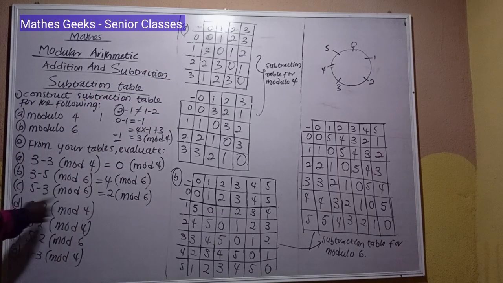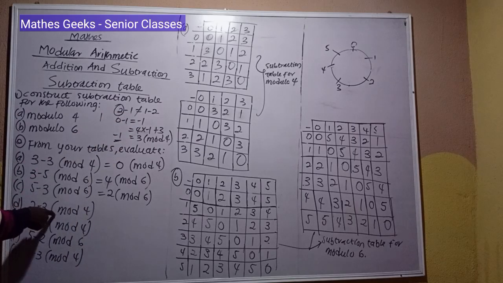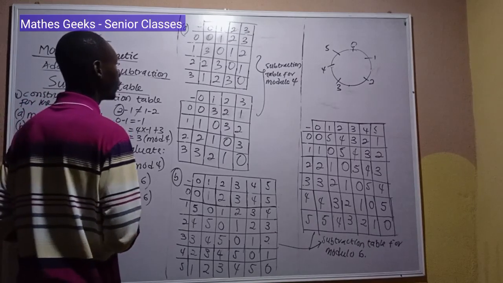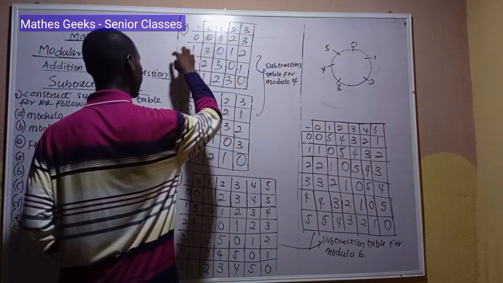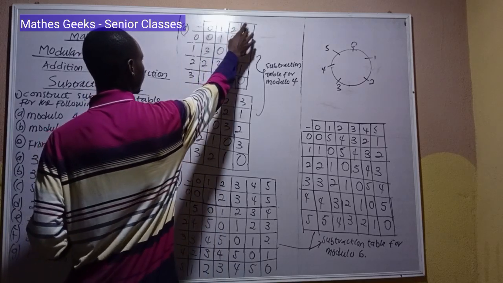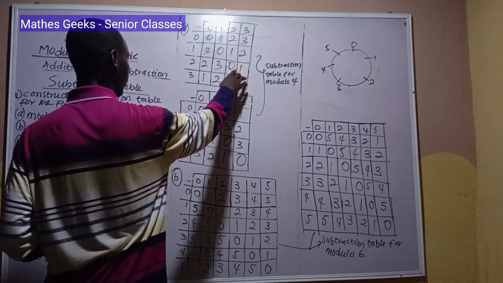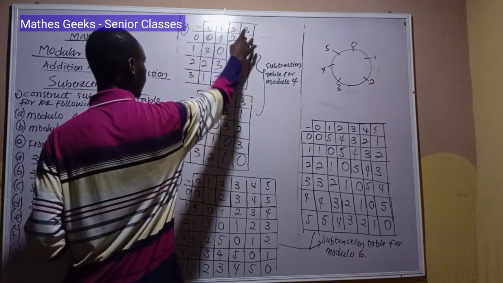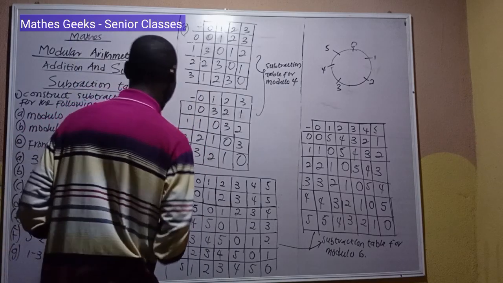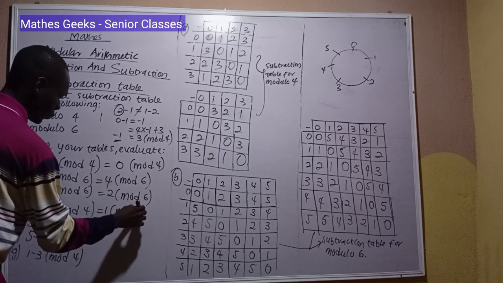2 minus 3 in mod 4. Let's see how this applies with mod 4. Where is 2? 2 minus 3, bring it down, that's 1. So 2 minus 3 is 1. Also coming here, 2 minus 3 is 1. So the answer is 1 in mod 4.